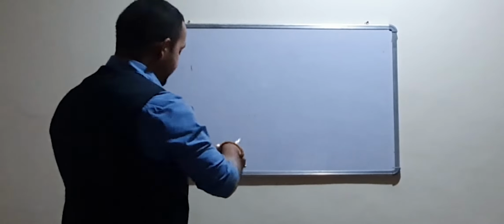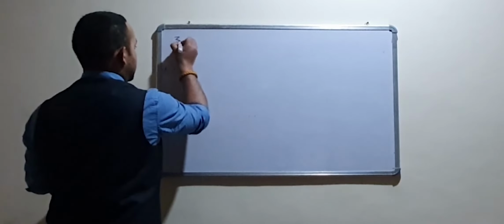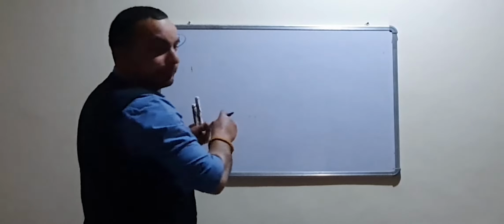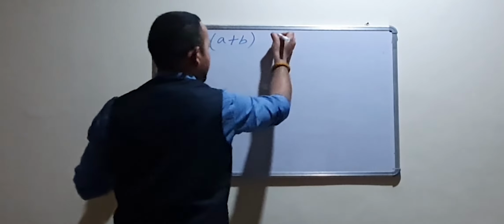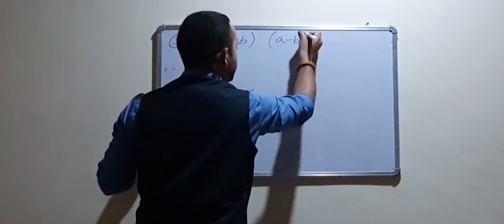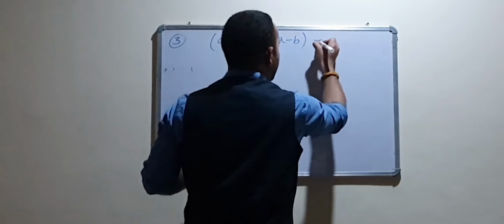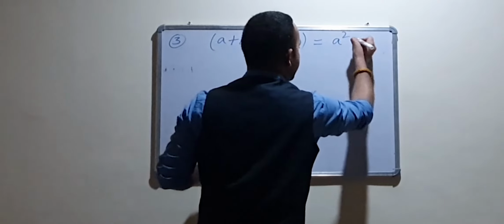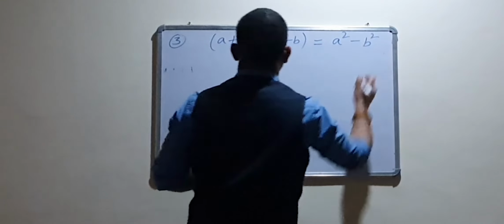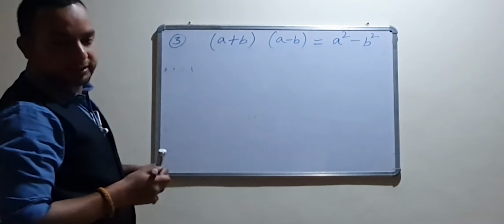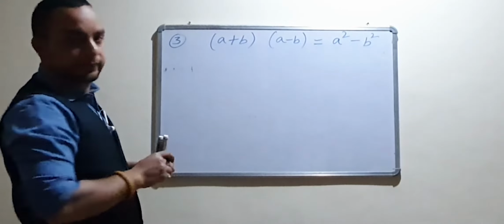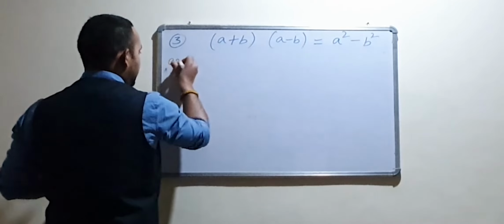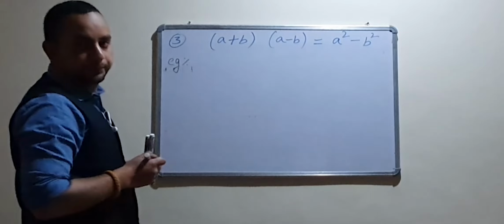Now our third identity is (A plus B)(A minus B), which you can write as A square minus B square. This is our third identity, and on the basis of the third identity we are going to solve one example.